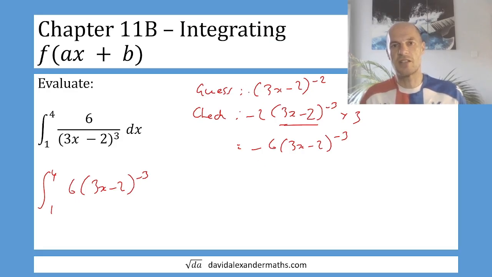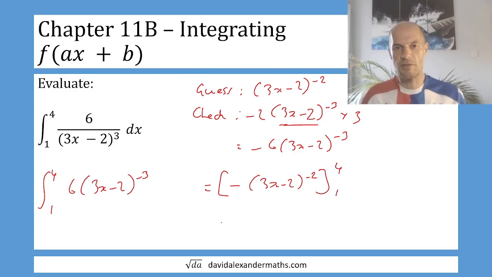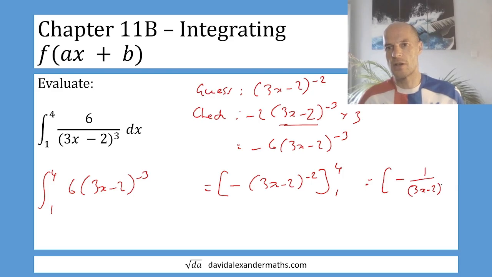So all we need to do is, our guess was wrong, but if I make our guess negative, then that will turn this positive. So therefore, the integral of all this stuff is minus 3x minus 2 to the minus 2. But we want to evaluate this between the limits of 4 and 1. So first of all, I would probably write this as minus 1 over 3x minus 2 squared, again between the limits of 4 and 1.